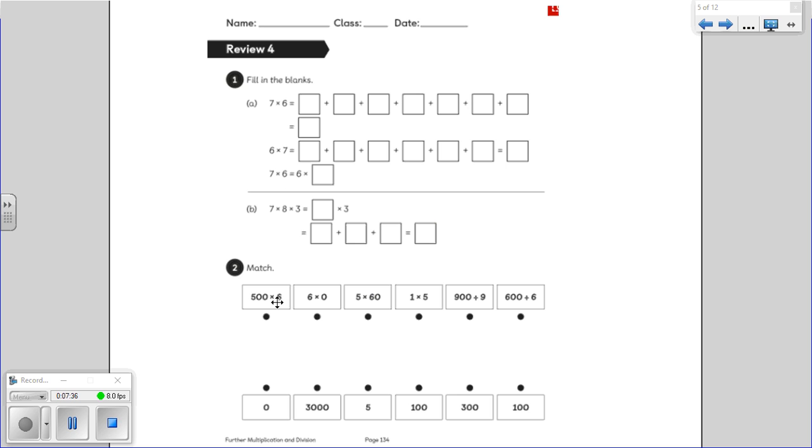Okay, and then number 2, you've got to match the problems at the top to the answers at the bottom. So work them all out first and then match the correct answer. Some you may be able to see straight away. So we've just gone through a key tip for this question.